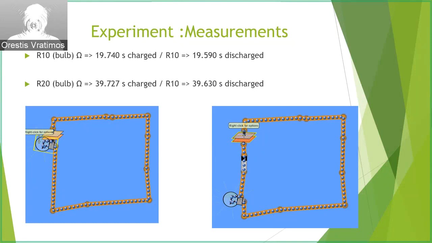We also make measurements of the time it takes for two different resistors to be charged and discharged, and we see that the time it takes for a specific resistor to charge and discharge is almost the same, but we see almost a double increase in the time being charged and discharged of the 20 ohm resistor compared to the 10 ohm resistor.